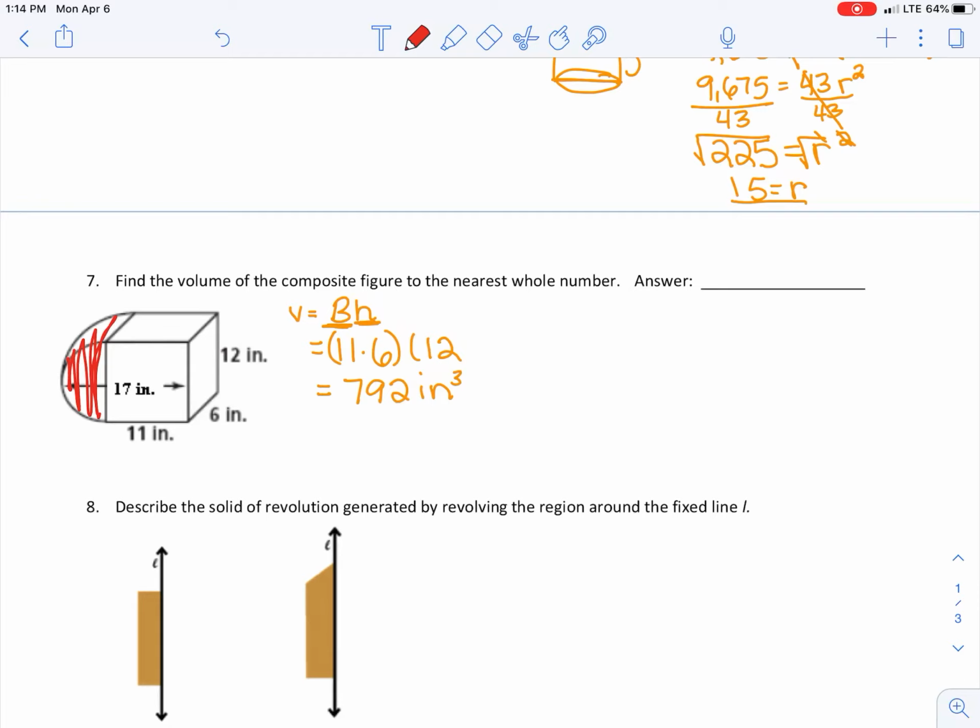So looking at this, if we know this is 6, we also know this is going to be 6, which means that in turn, this is going to be 6. Okay, so if we know all of these are 6, this right here is going to be our height. That's going to be our volume of our cylinder. And so that 6 is our height.